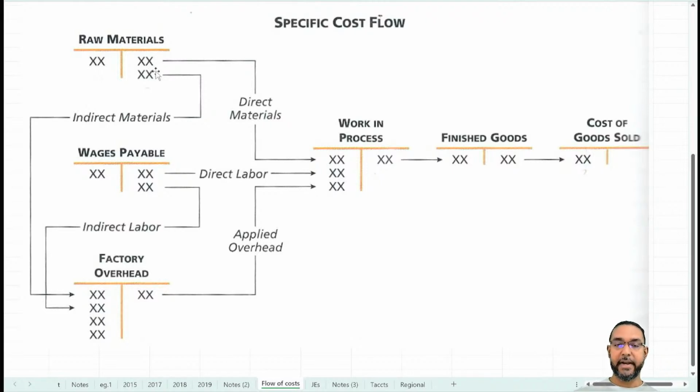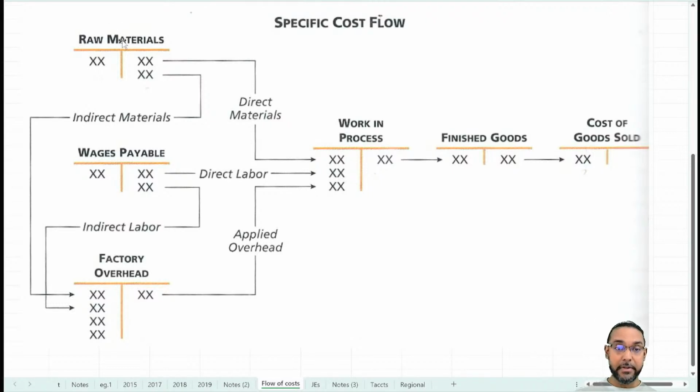Now, you're seeing two items on the credit side here. One goes to direct materials. One goes to work in process. So direct materials to work in process. All right. And then the other one will be indirect materials, which will go to overheads. Because remember, overheads are also known as indirect costs, right?